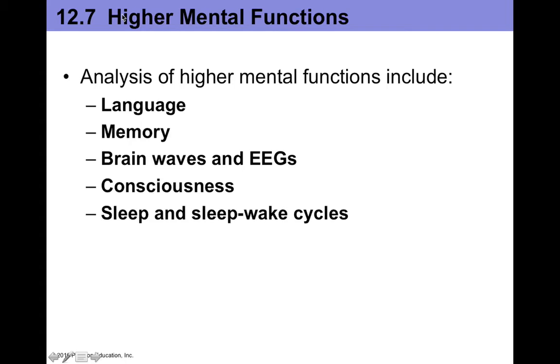All right, so in this video we're going to look at higher mental functions. An analysis of higher mental functions includes things like language, memory, and we can actually look at brain waves with a device called an EEG or electroencephalogram. This also includes consciousness, so we'll talk about consciousness or awareness of your environment and self. And then we'll also talk about sleep and sleep-wake cycles.